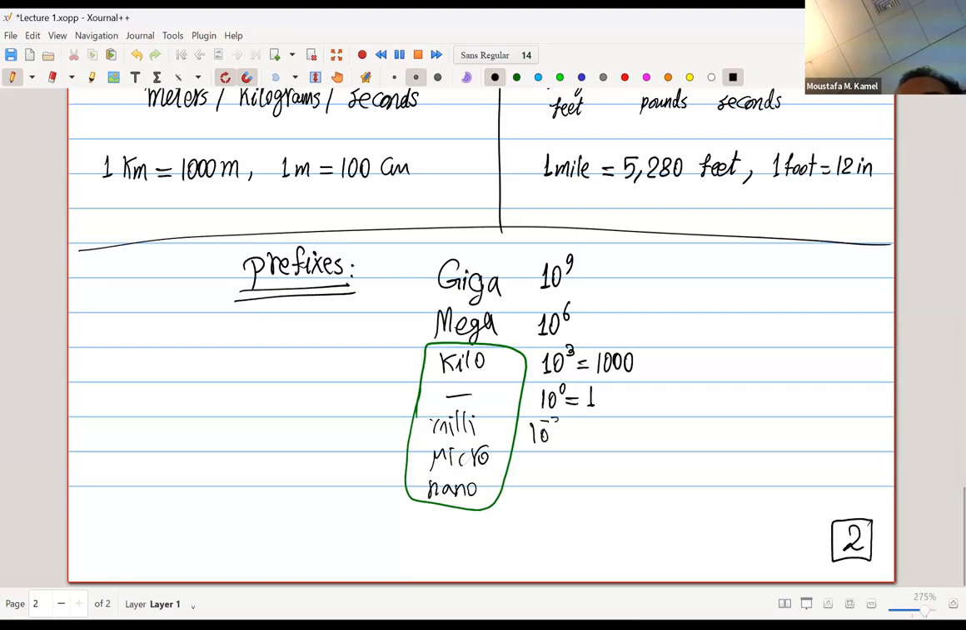Milli is 10 to the -3 or 0.001. So millimeter is 0.001 meter. Micro is 10 to the -6. Nano is 10 to the -9. Micro is usually corresponding to microscopic dimensions, hence the name. And nanometer is usually on the atomic level. So for example, the radius or the diameter of an atom is about 0.1 nanometer. I don't know if that number is correct, but it's on that order of magnitude. Okay.